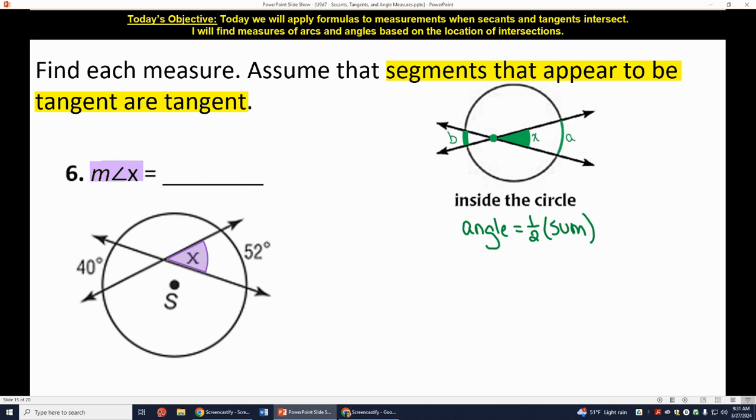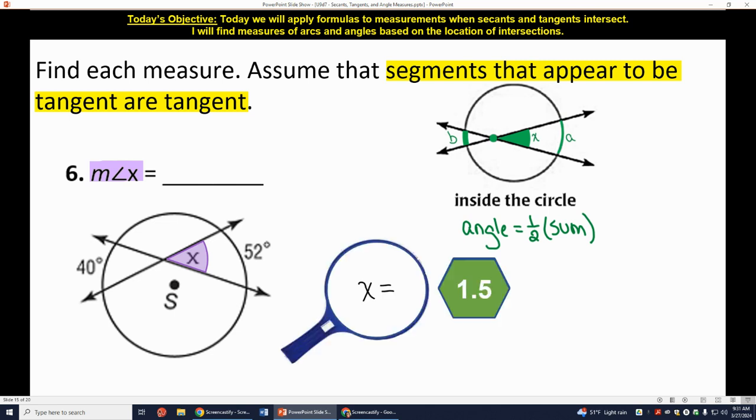This angle is inside the circle, so we'll be using the angle equals 1/2 the sum of the two intercepted arcs. You have 1.5 minutes to find the value of angle x.